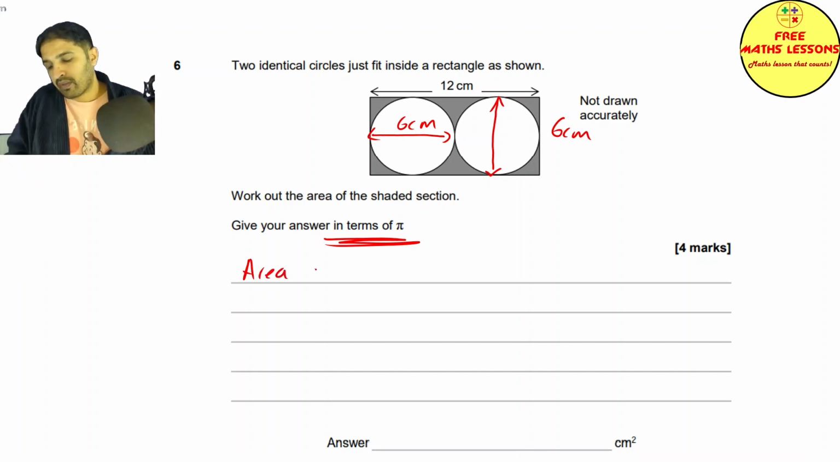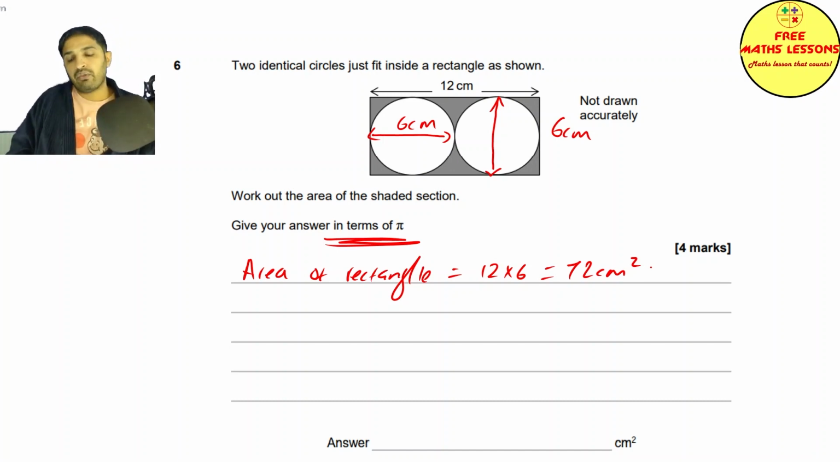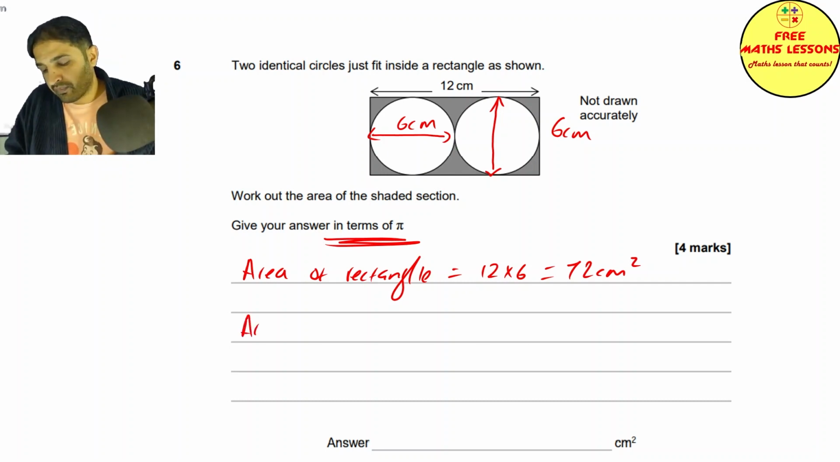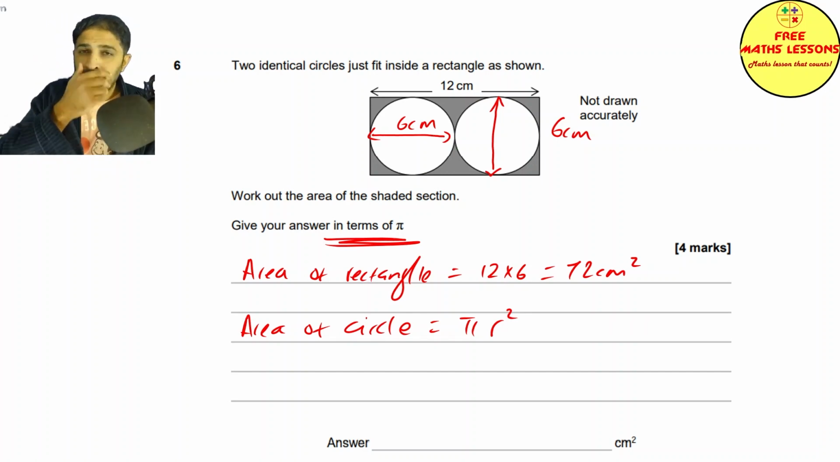So the area of the rectangle is going to be 12 times 6, which is 72 centimeters squared. So we need to take away now the area of the circles from that 72 centimeters squared. Okay. So to do that, we need to work out the area of the circle. And the area of the circle is pi times the radius squared. So if the diameter is 6, then the radius is going to be 3.